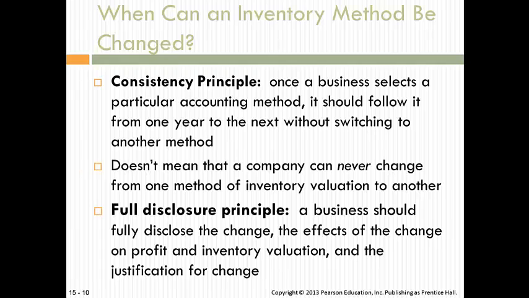So 2 important accounting principles apply to using inventory methods. The first is called the consistency principle. This means that once a business chooses one of the 4 methods of valuing inventory, it should always use that method. It can't switch back and forth from year to year unless it has a very good reason.